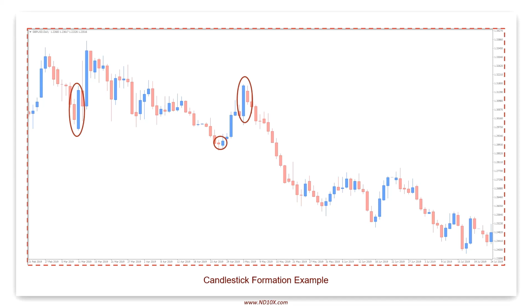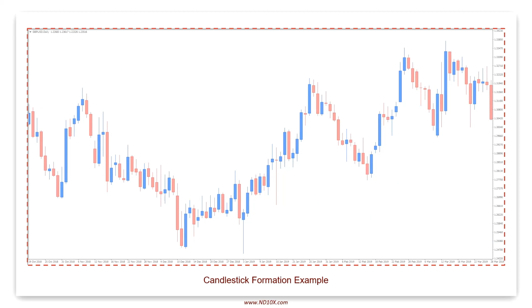Because here, the first candle is much larger than the second one. And we see that the open and the close of that second candle are within that first candle body range. The market moved lower. Let's see more examples.